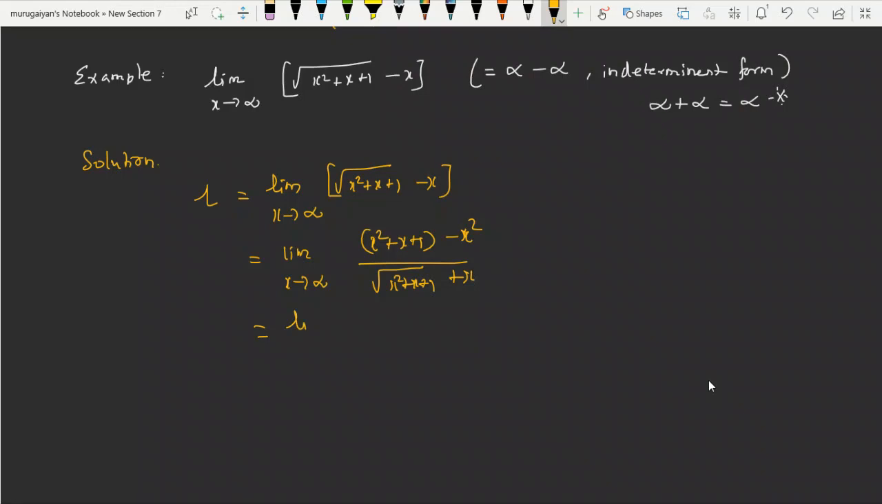Then limit x approaches infinity, x square cancels, x plus 1 alone left, and root of x square plus x plus 1 plus x. Now what to do? Because of infinity, we can divide every term by x. Divide every term by x. Because the degree of numerator is 1 and degree of denominator is 1, that's why every term should be divided by x.